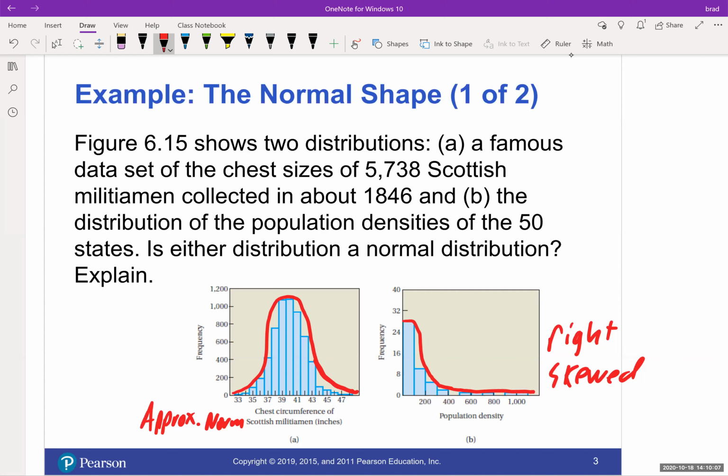So a lot of times we talk about normal distribution and approximately normal distribution. Most of the time we treat them the same. It's almost symmetric and has this nice little smooth bell shape. So again, that's what we're looking for in normal distribution. And then this is definitely not normal distribution. This is more like right skewed, okay?